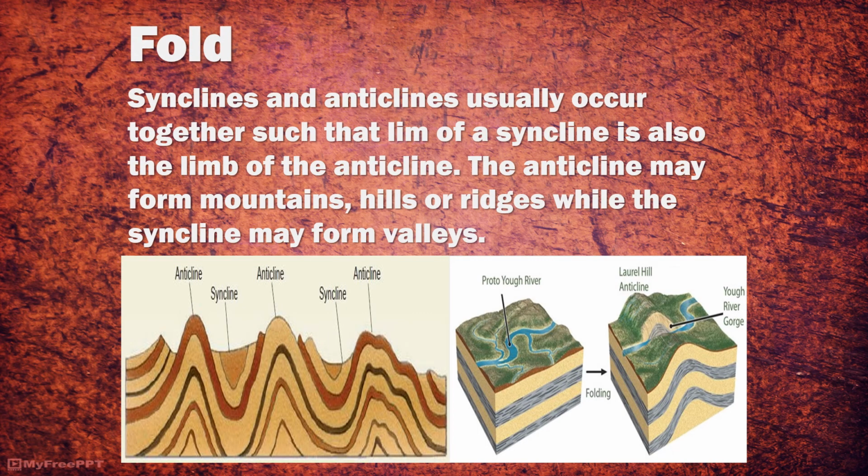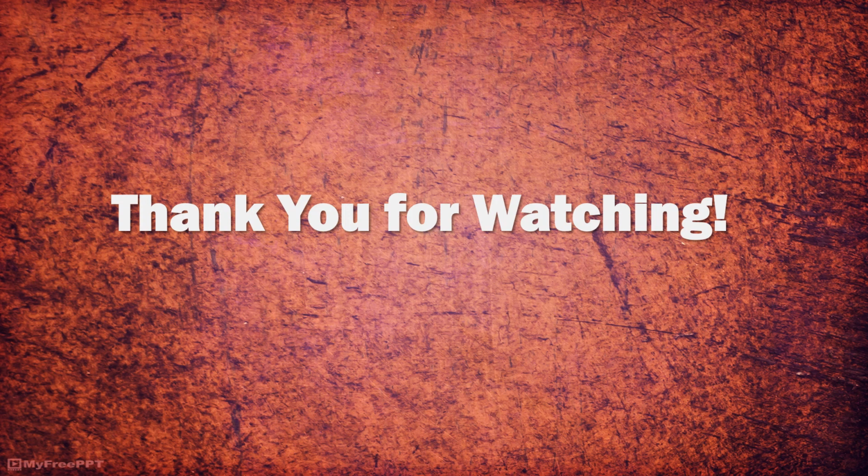And for our folds as well, synclines and anticlines usually occur together. Okay? Such that the limb of a syncline is also the limb of the anticline. The anticline may form mountains, hills, or ridges, while the syncline may form valleys. So, in summary, your anticlines form mountains or hills or your ridges, while your synclines now form your valleys. Okay? So, that's it for our folds and faults.